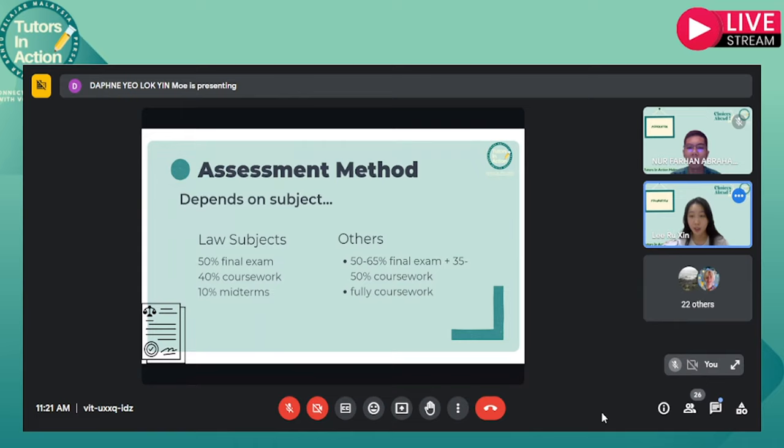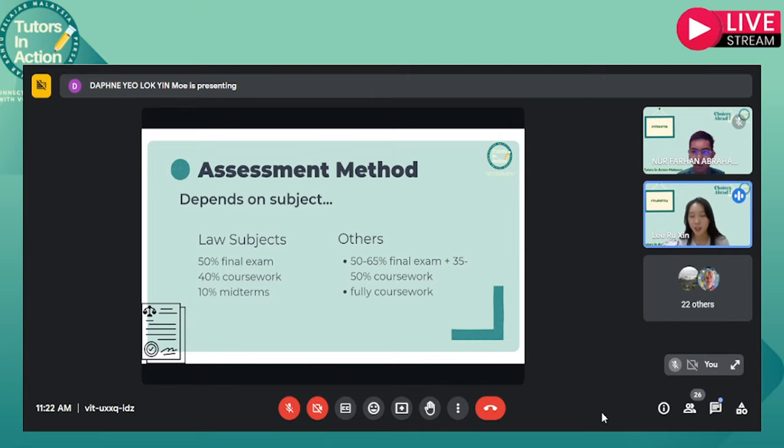For other subjects like English, it is 100% coursework, so it'll be 50% essay and 50% video presentation. There are other subjects like accounting and business, where it's 50% coursework, 50% final exam. It's really dependent on the subject.